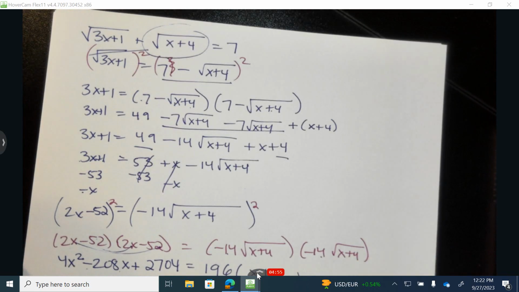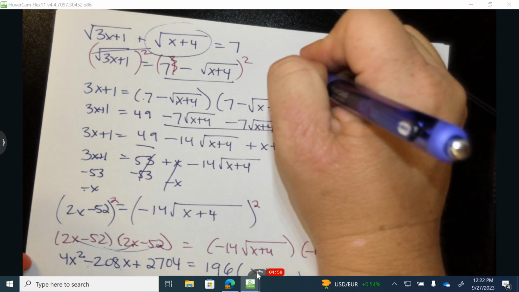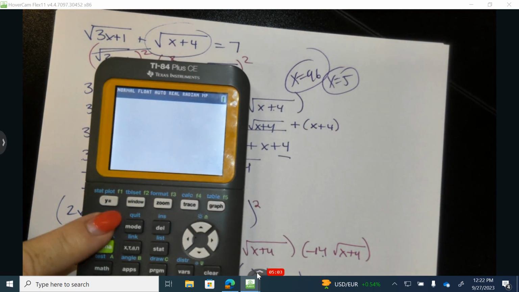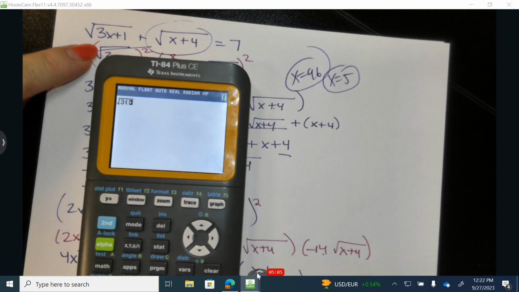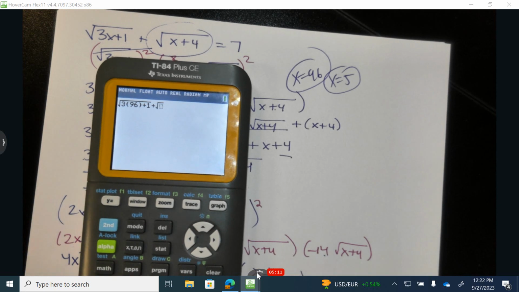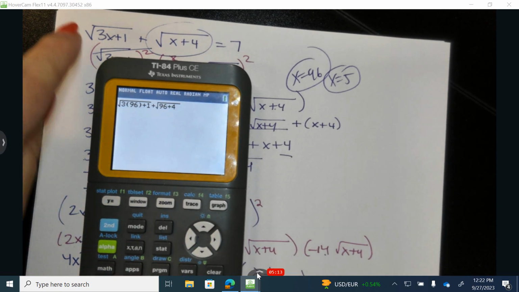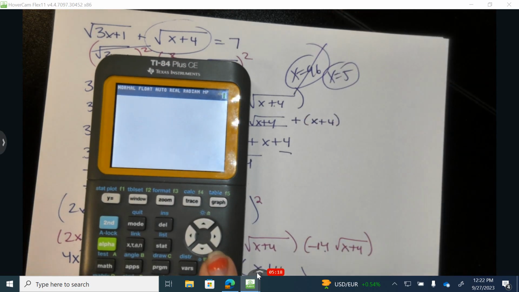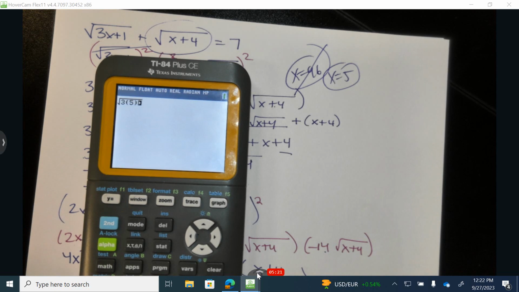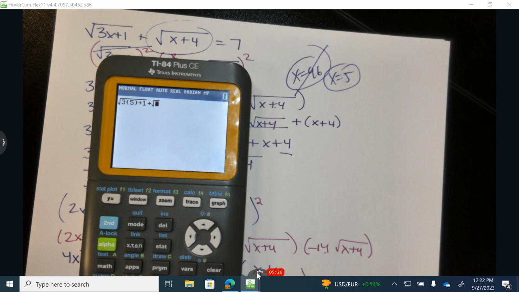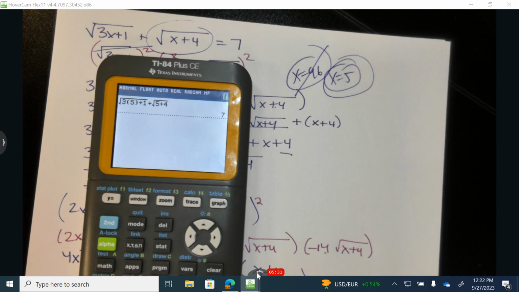But how do I know if those answers are right? Let's go back to the very beginning. Again, x equals 5 and x equals 96. I've got to check them. So I need to look at this original math statement. The square root of 3 times 96 plus 1, plus the square root of 96 plus 4. This quantity has to equal 7. I press enter. It does not equal 7. I cross it out. Let's try 5. Square root of 3 times 5 plus 1, plus the square root of, again substituting 5, 5 plus 4. It needs to equal 7. It does. This is my only solution to number 15.